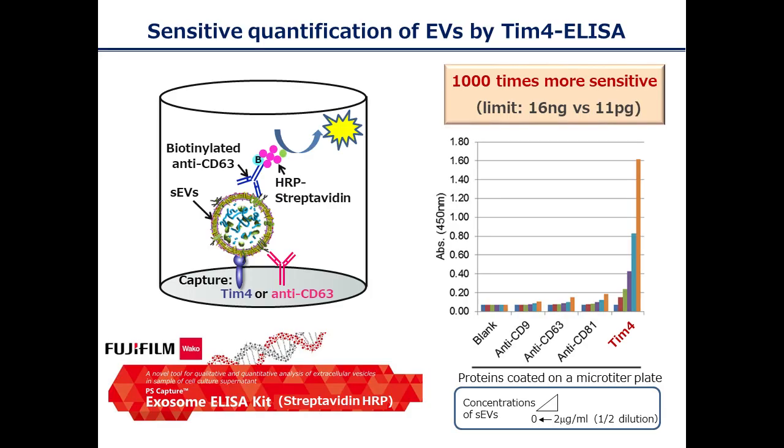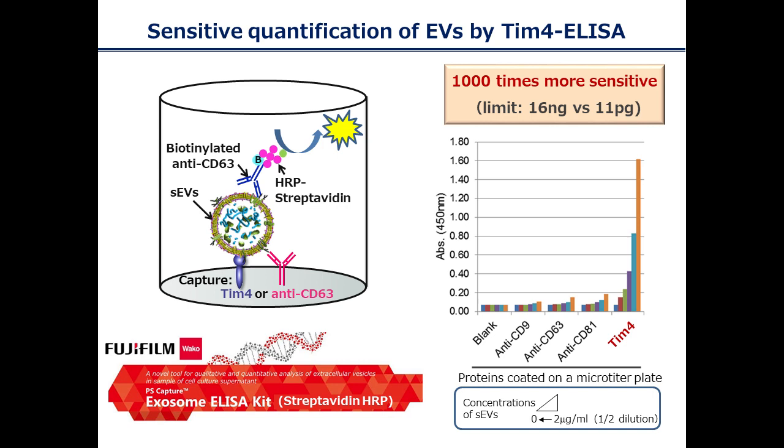Okay, please let me move on to the second topic. One of the major advantages of TIM4 method is the ability to perform consistent data analysis in conjunction with the sensitive quantification of EVs by ELISA. Because of the strong ability of TIM4 to capture EVs, we considered the possibility that it might be applied to sensitive quantification of EVs by sandwich ELISA.